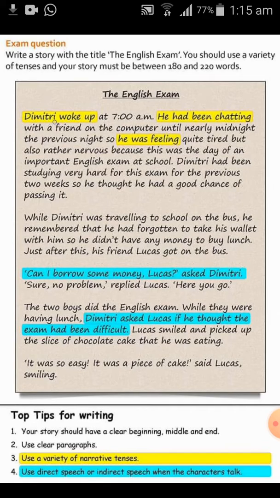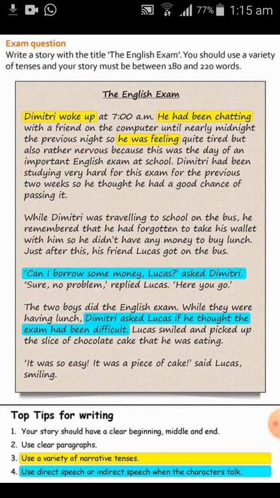Dimitri, he's the character, woke up at 7 a.m. He had been chatting with a friend on the computer until nearly midnight the previous night. So he was feeling quite tired, but also rather nervous because this was the day of an important English exam at school.